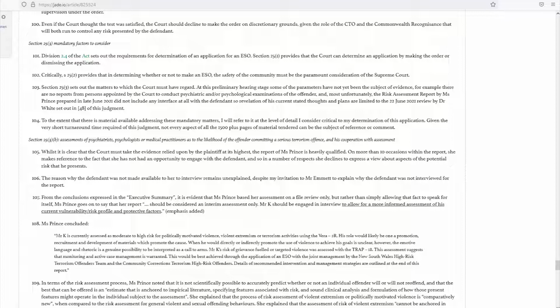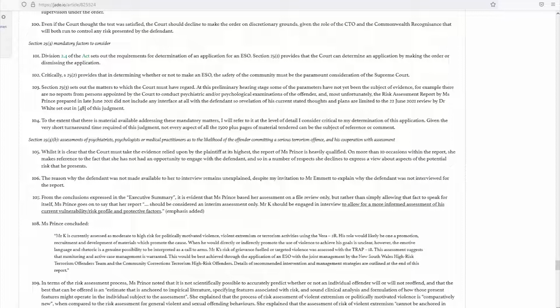104. To the extent that there is material available addressing these mandatory matters, I will refer to it at the level of detail I consider critical to my determination of this application. Given the very short turnaround time required of this judgment, not every aspect of all the 1,500 plus pages of material tendered can be the subject of reference or comment.